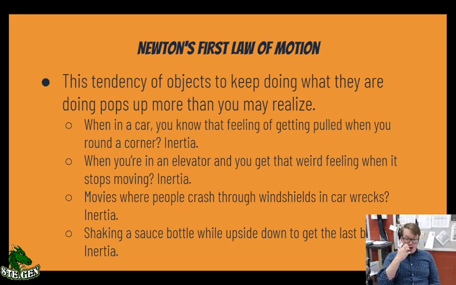In movies where people crash through windshields in a car wreck, like they're going at a high speed and they hit something without a seatbelt and they go flying forward out of their car, that's inertia.